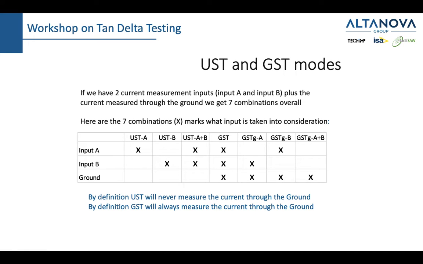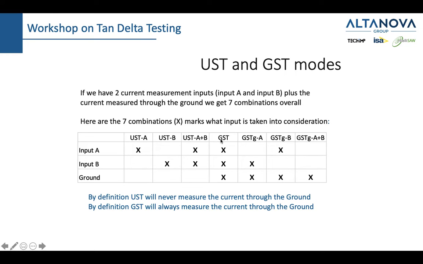Once again, to make it more clear, here we have a matrix which finally explains what a UST A is. UST A means that I'm just measuring the current coming to input A. UST B means I'm measuring only the current coming to input B, and UST A plus B is the measurement of both currents. So you can see that we are not measuring current running through the ground when we are using a UST mode, because the name says ungrounded.